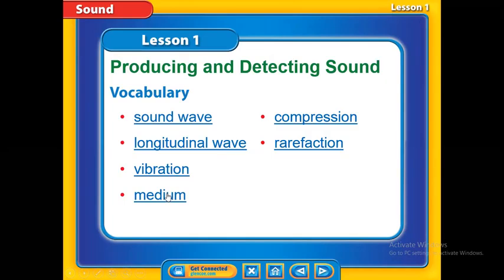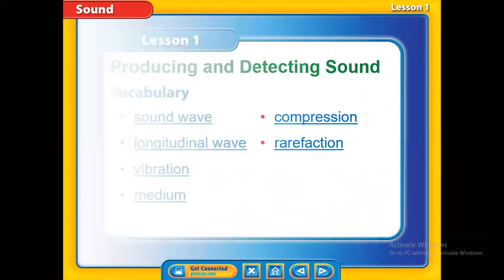And since sound wave is a longitudinal wave which belongs to mechanical waves, sound wave cannot travel through a vacuum or empty space. It needs a medium or particles to travel through. Compression is the part of the wave where particles are closer to each other, and rarefaction is the opposite of the compression, which is the part of the wave where the particles are away from each other.